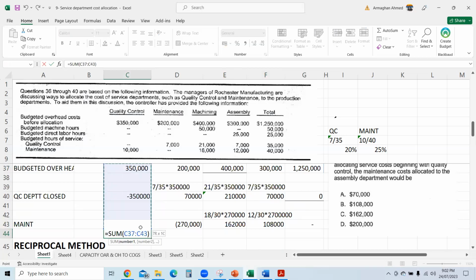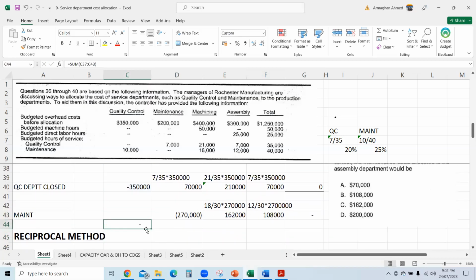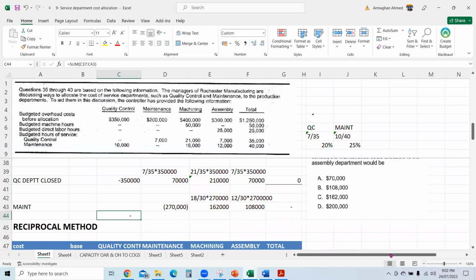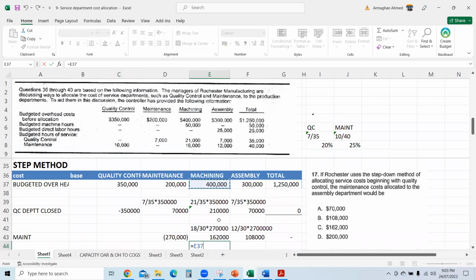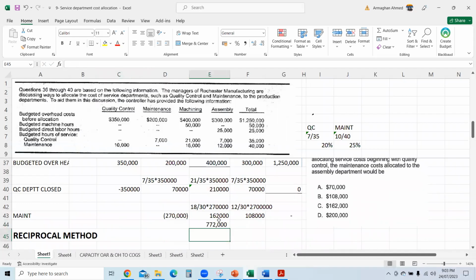350 minus 350, 0, right? If I just drag it here, how much? It's also 0, right? Now we cannot do it, so manually I'll do it. 200. How much is the cost? 400 its own, plus 210 plus 162. Okay, this is coming, 772, right?